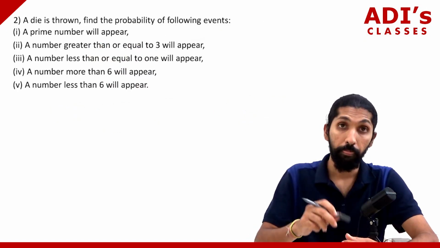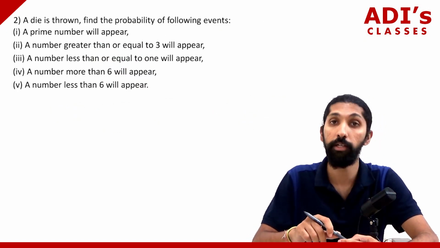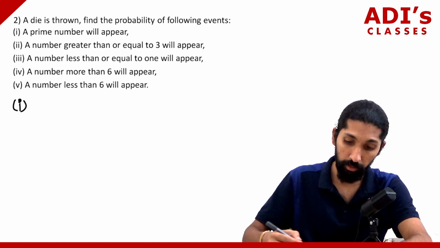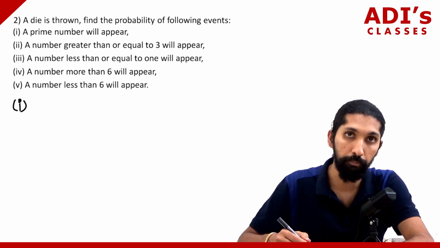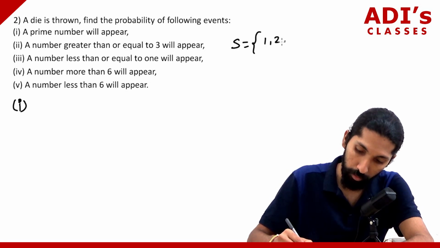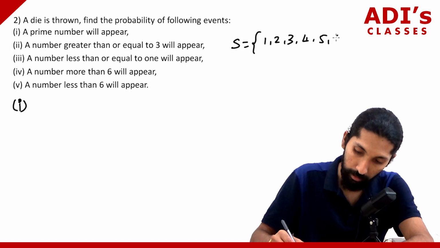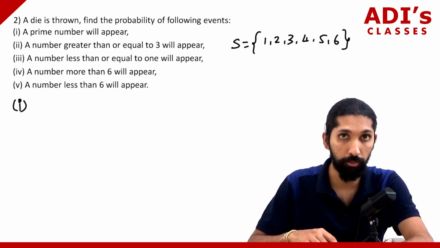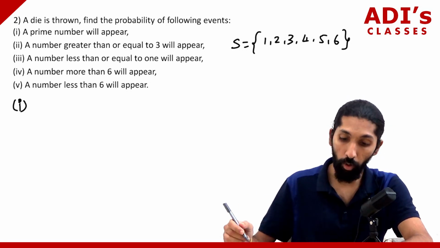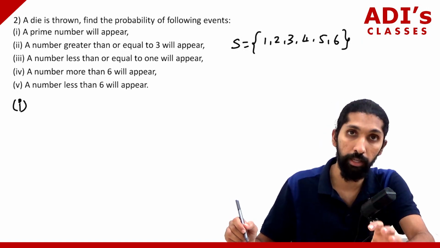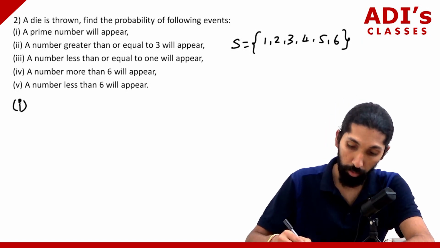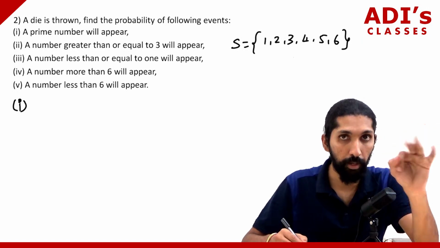See the second one. A die is thrown. Find the probability of the following events. The first one. Before the first one, I think it's safe to say that we need to write the sample space, correct? The sample space is going to be 1, 2, 3, 4, 5 and 6, because a single die is thrown. First one, a prime number will appear. Guess what the prime numbers are here? Very, very important. When we look at the prime numbers, 2, 3 and 5. These are the three prime numbers.